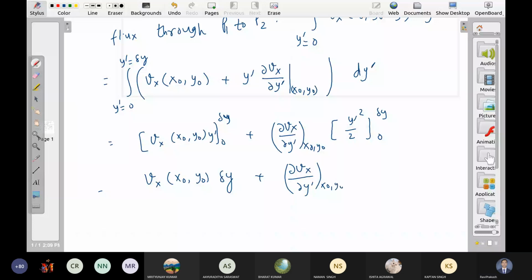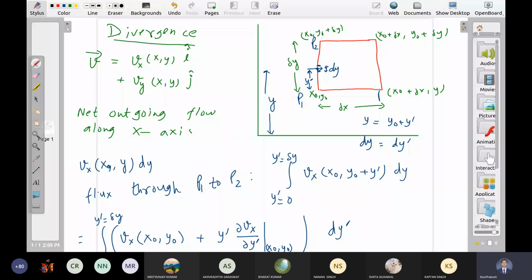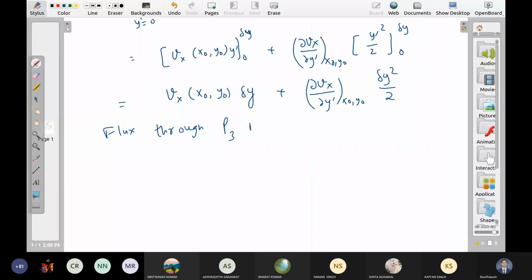Similarly, the flux through P3, P4, where P3 is this and P4 is this. Everything is the same. What is the change? X naught is now replaced by x naught plus delta x. So I'm going to write it directly. Flux through P3, P4 is equal to Vx at x naught plus delta x, y naught, delta y, plus what is this quantity?